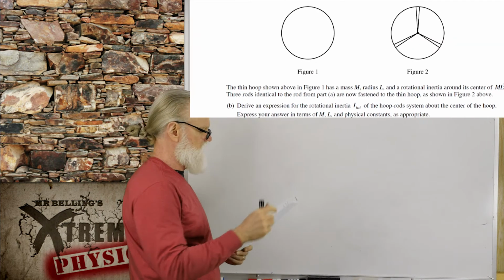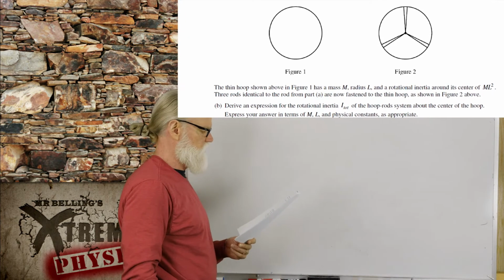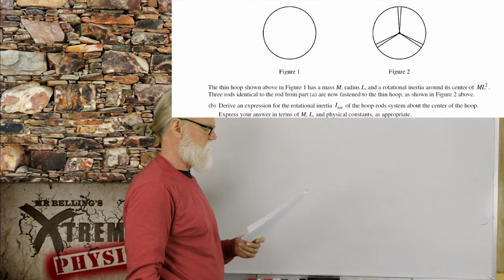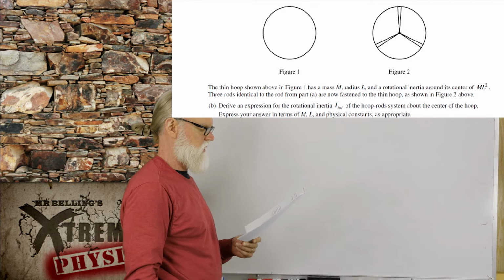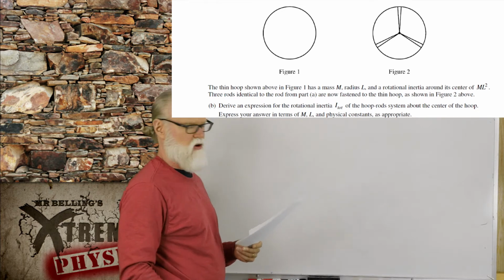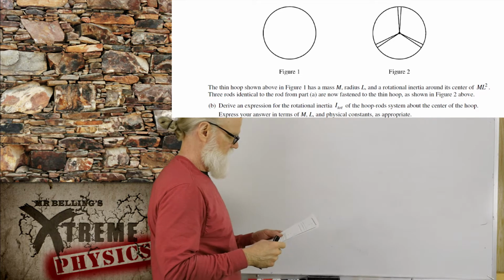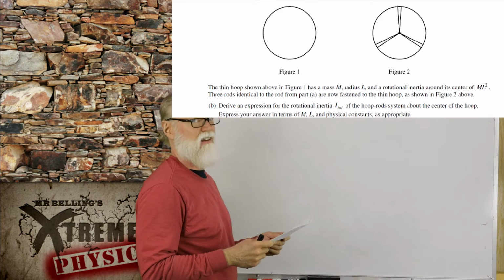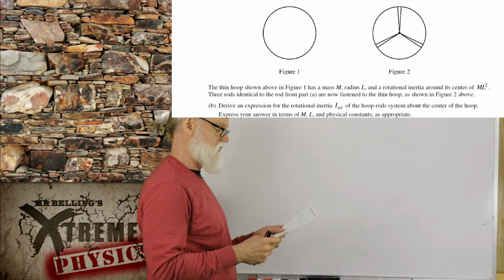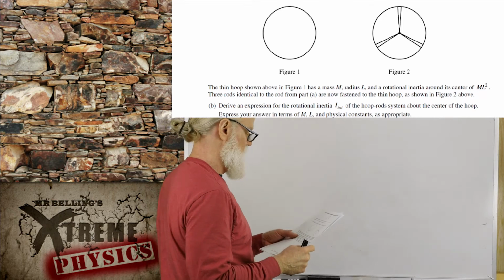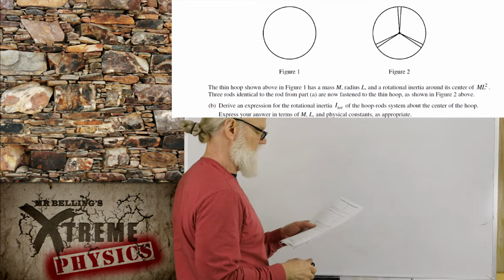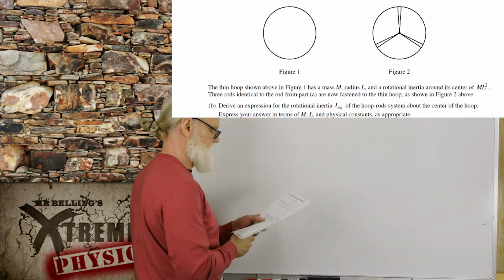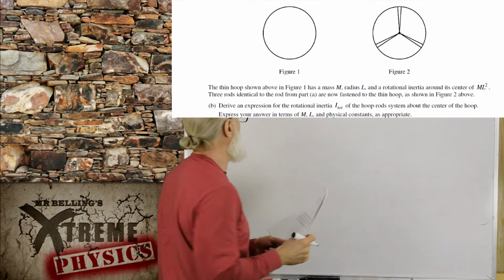All right. And then they said the thin hoop shown above in figure 1 has mass M and radius L. Interesting. Radius L. And a rotational inertia about its center is ML squared. Well, of course it is. It's a hoop. The three rods identical to the rod in part A, how convenient, are now fastened to the thin hoop as shown in the figure above. Derive an expression for the rotational inertia of the hoop-rod system about the center of the hoop. Express your answer in terms of M, L, and physical constants.